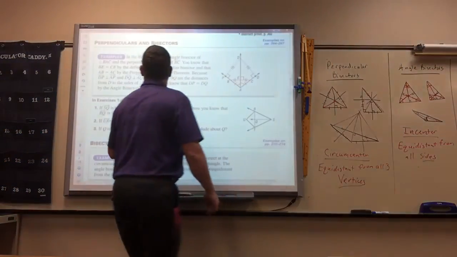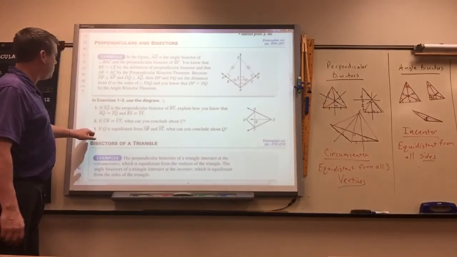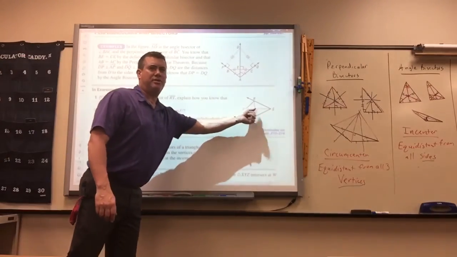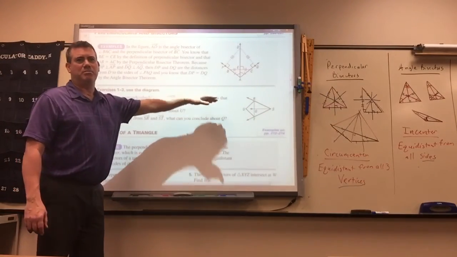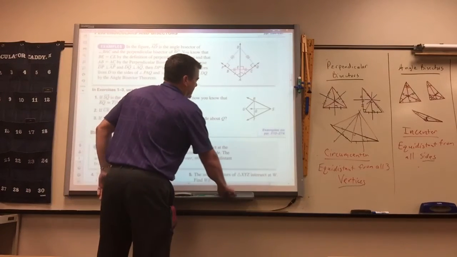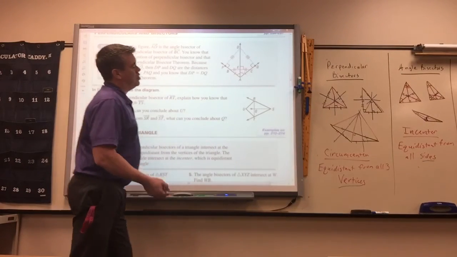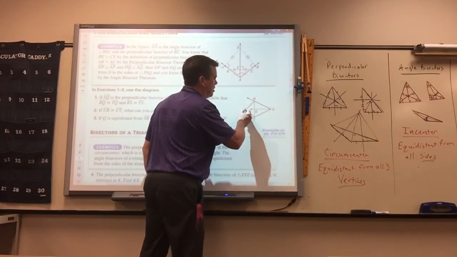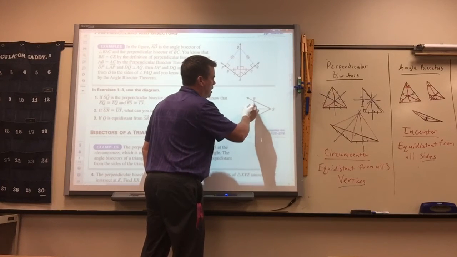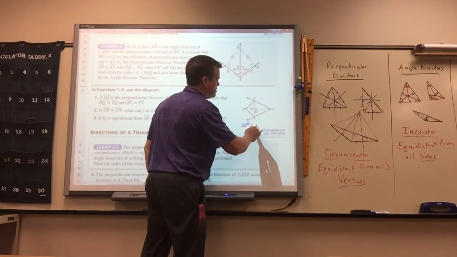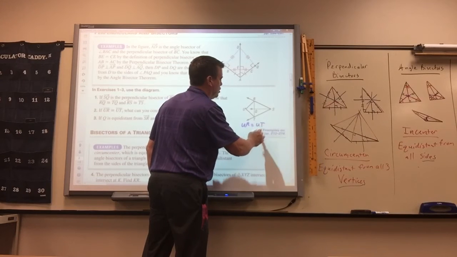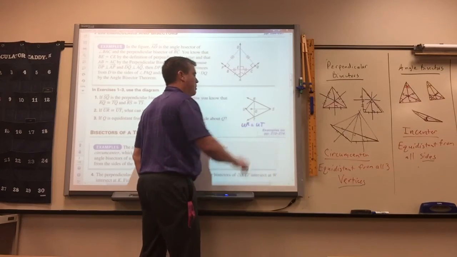This is just a review at the end of the book. We had a problem like this in your assignment. I told you it was going to be on the test. If they tell you that UR is congruent to UT, what can you conclude about point U?